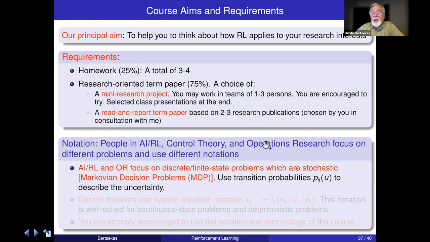A word about notation. There's a great diversity of culture around reinforcement learning. There are people in artificial intelligence, control theory, operation research, discrete optimization. They focus on different problems, use different notations. Artificial intelligence and operations research focus primarily on discrete finite state problems, which are stochastic, except when it comes to some strands of artificial intelligence, like in search, automated search, which address to a great extent deterministic problems, not just stochastic problems. But in any case, in stochastic problems, in these fields, transition probabilities are being used. I'm going to be using p_ij(u) to describe these transition probabilities.